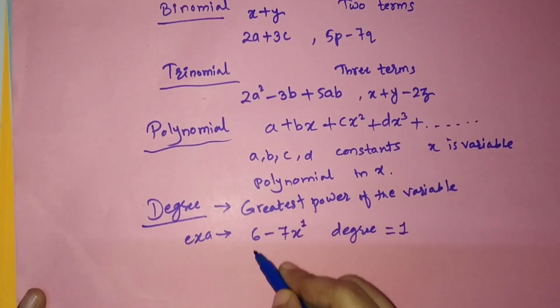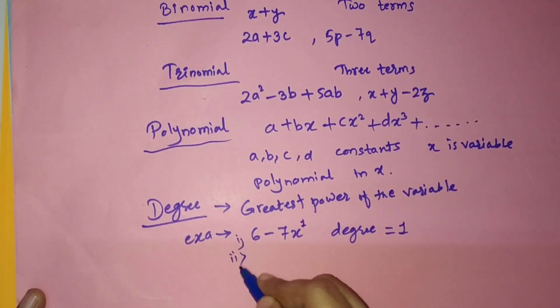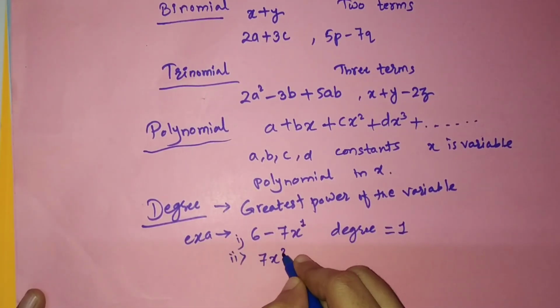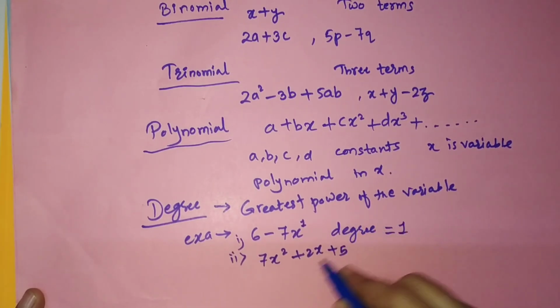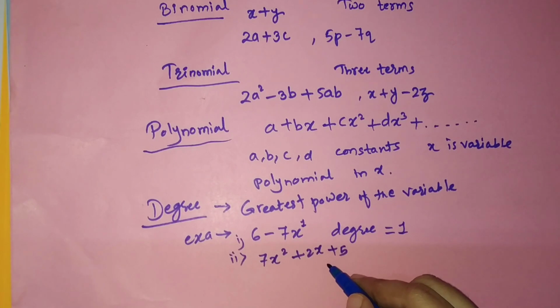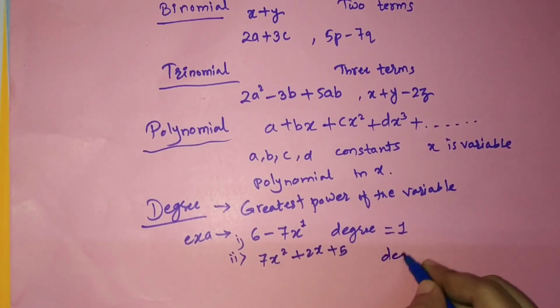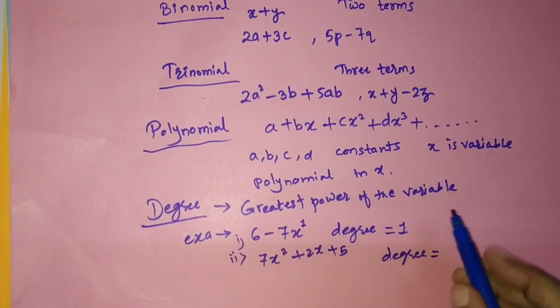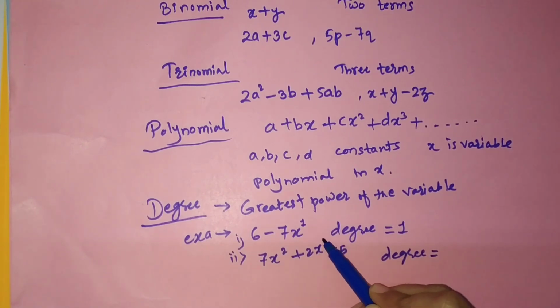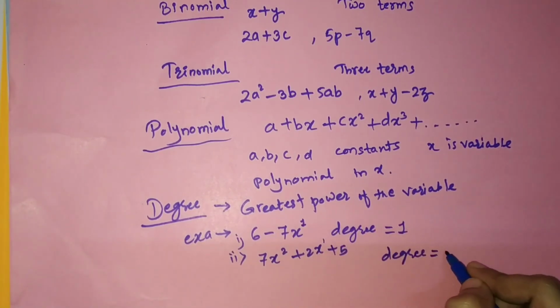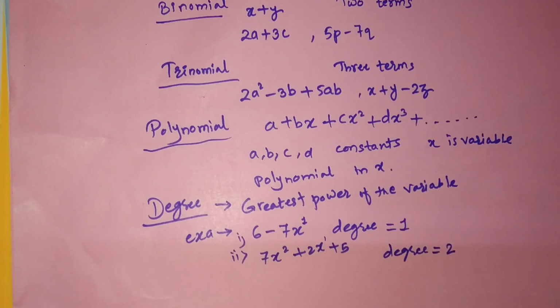If suppose you want another example, you can say 7x square plus 2x plus 5. So again here I wrote an algebraic expression, or a polynomial in x, and here you can say, friends, the degree is the greatest power. Here the power of x is 2 and here the power is 1. So which is greatest? 2. So here the degree is 2.